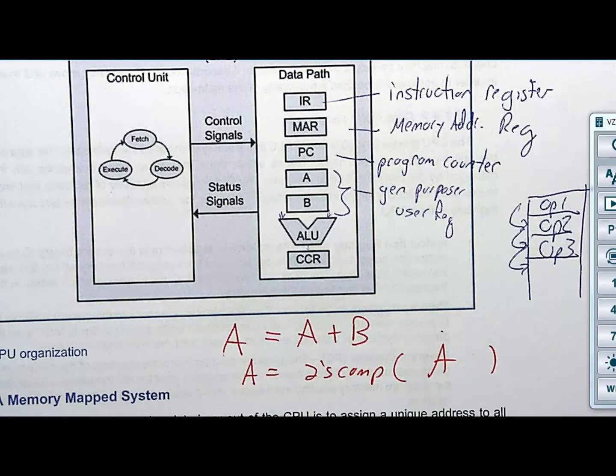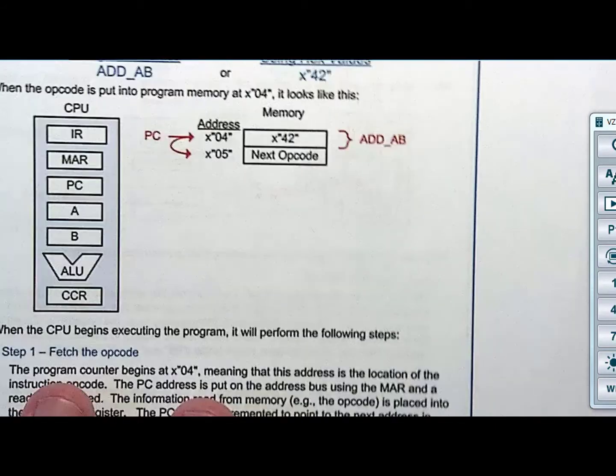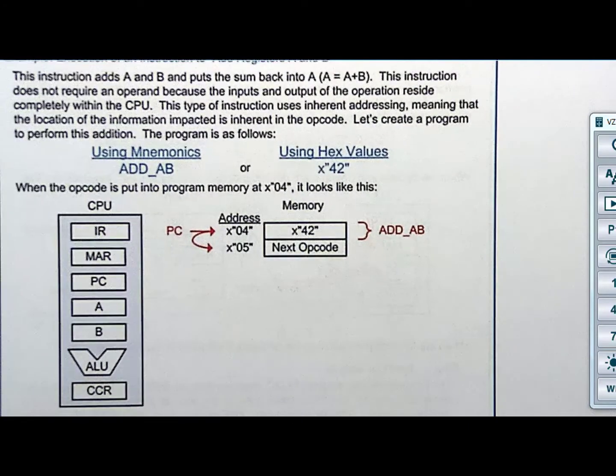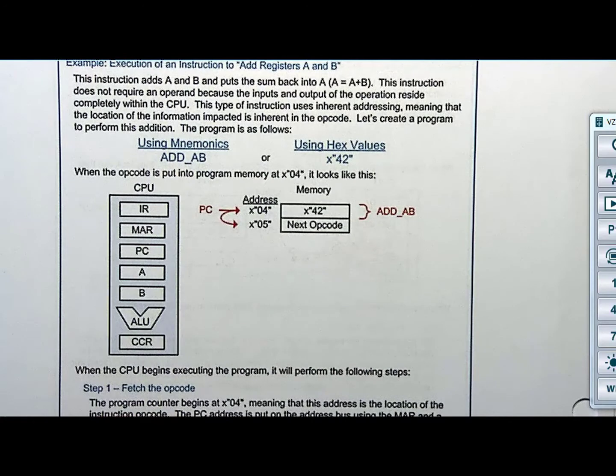Okay. Life is good. I walk up to you and I say, let's just do a fictional data manipulation instruction. Okay? And let's do this. I would like to add A to B. Now this one's going to be really simple because we're not at a level where we're even looking at data routing. What addressing mode does this use?